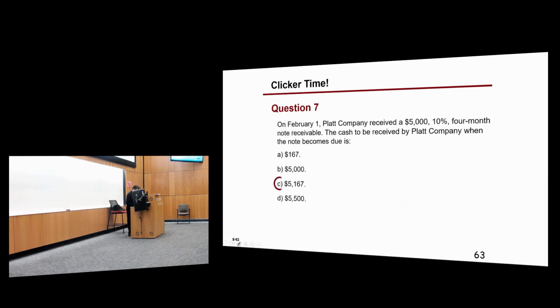Remember that whenever you are calculating the total amount of cash that will be received, it will be face value plus interest. This is at maturity, when the note becomes due. Face value is always the original amount.